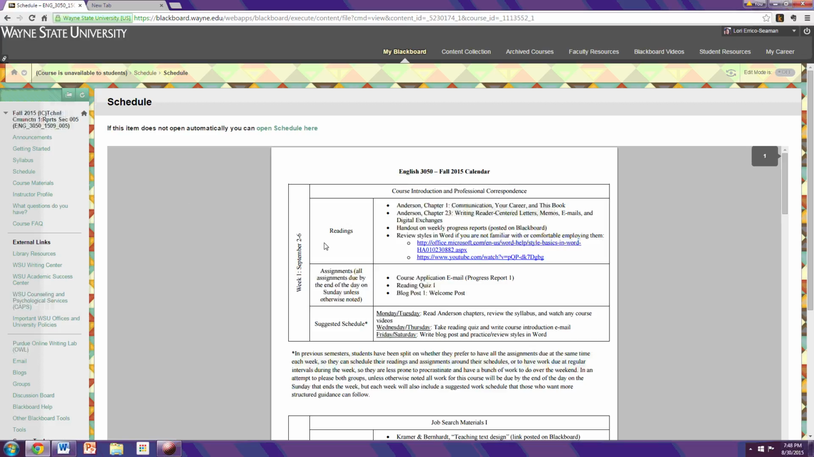So each week you'll see the readings you need to do, any assignments that are due, and then I post a suggested schedule. The way I run this course is that, unless otherwise noted, and it's only a few times throughout the semester where this happens, all your work for that week is due at the end of the day on the Sunday at the end of the week. So this first week, which begins on Wednesday, September 2nd, the Sunday at the end of the week will be September 6th. So everything will be due by 11:59 on September 6th.